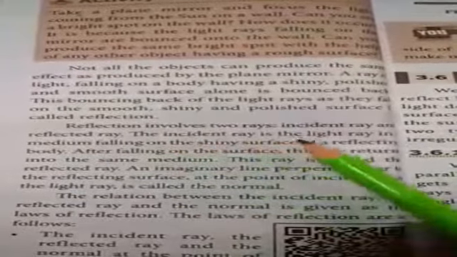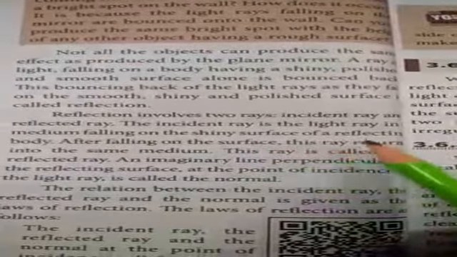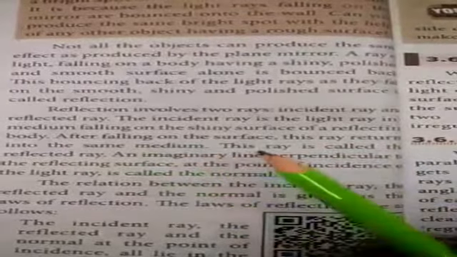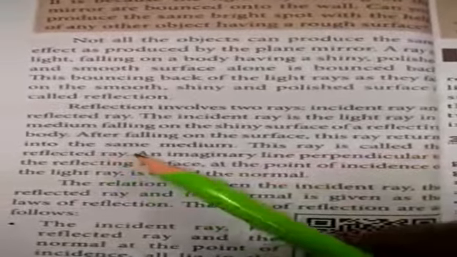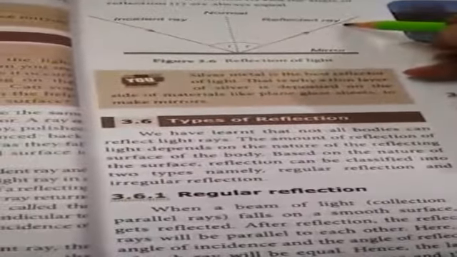The incident ray is the light ray in a medium falling on the shiny surface of a reflecting body. After falling on the surface, this ray returns into the same medium. This ray is called the reflected ray. When you consider this diagram, this one is the incident ray and it falls on the reflecting medium and again reflects into the same medium. So only this is called the incident ray and this one is called the reflected ray.